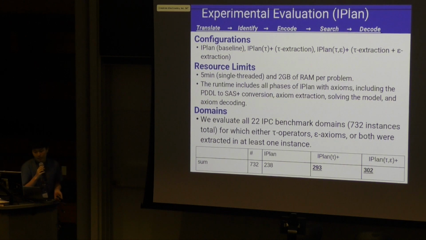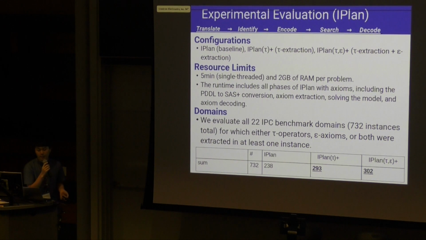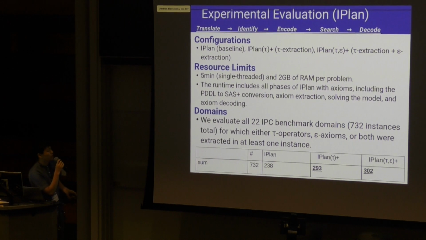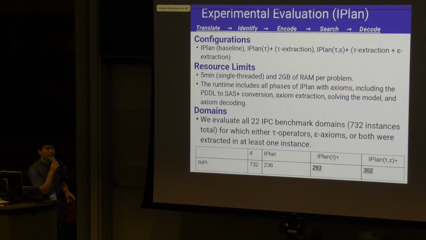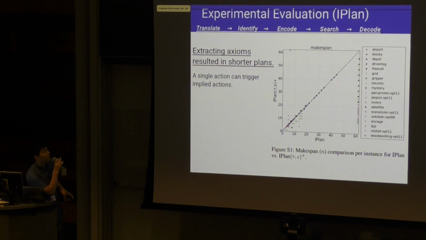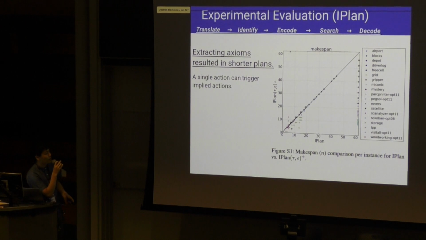So in the experiment, we used all 22 IPC domains where axioms were found, and as you can see, the configuration with the extracted axioms improved the performance. This is the result for IPlan, and we got similar results for ASPlan as well. This is because extracting axioms resulted in shorter makespans or plan lengths. The plot compares makespans between configurations with and without axioms.